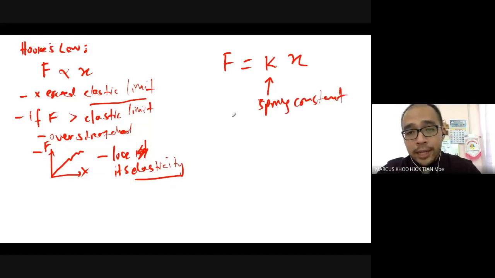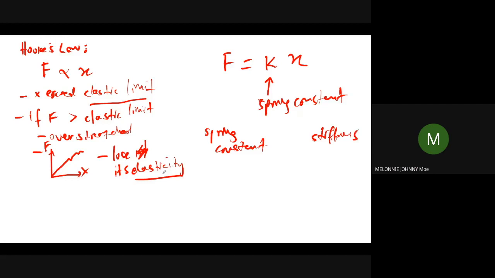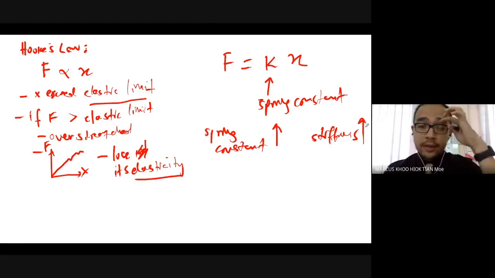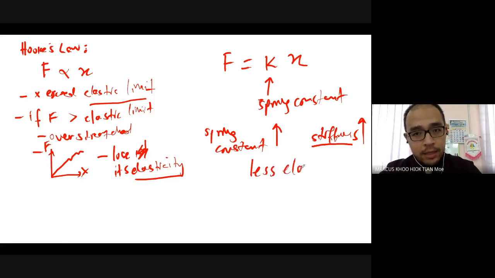Now let's relate once again the spring constant to the stiffness of the spring. Can somebody tell me the relationship between the spring constant and the stiffness of the spring? The bigger the spring constant, the bigger the stiffness. The bigger the spring constant, the harder it is, lebih keras. But, and this is something we're going to talk about in a little while, when something is stiff, it is less elastic.